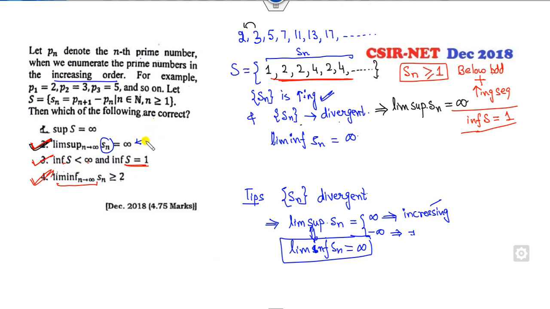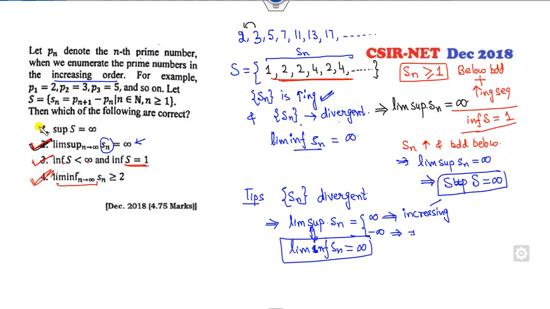How can you find the supremum of the S? Since Sn is increasing, fine. Also we can see the limit supremum of Sn is infinity. What does it mean? The supremum of this complete S is infinity. So this option is also correct. So that means all are correct options. So that's a very simple target. You can achieve it in a very simple manner.